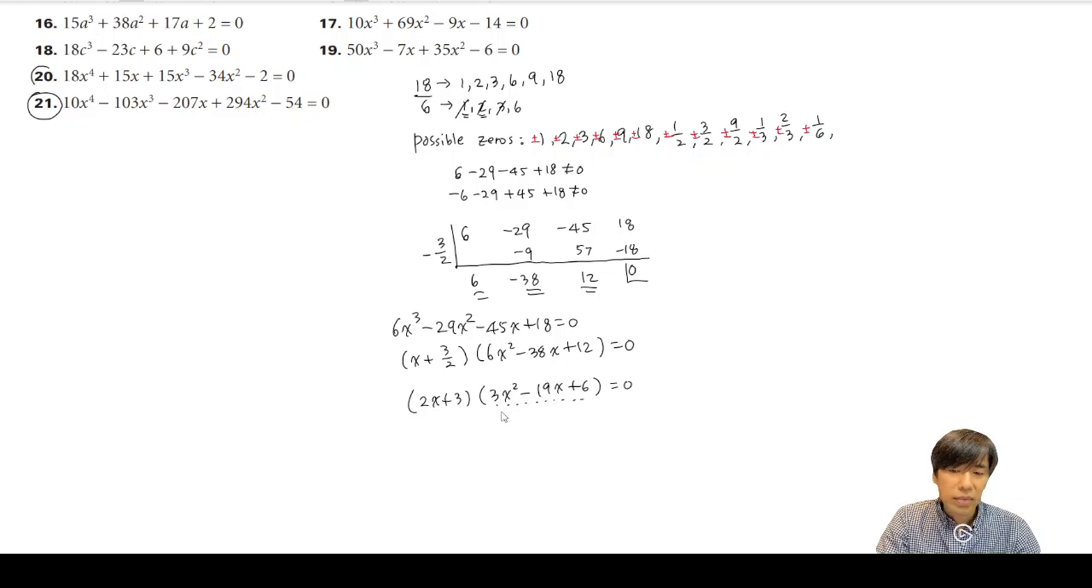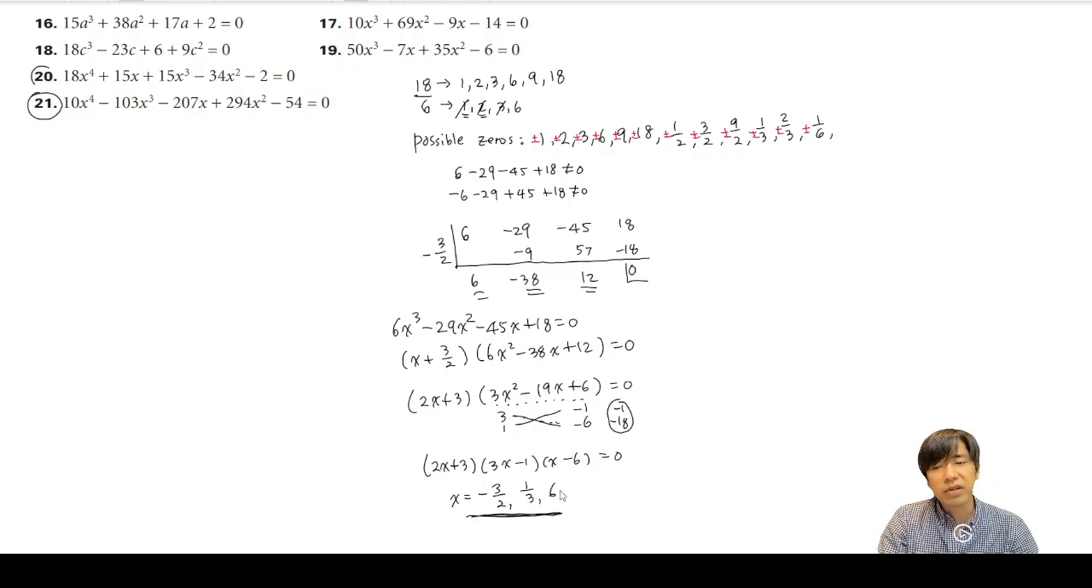Okay. So I got 3 and 1. Can have 1 and 6 here. Since the middle number is 19, I'm going to put minus and minus here. That's going to give me minus 18, and that's going to give me minus 1. So when you add them together, you get negative 19. So when you factor this, that's (2x plus 3)(3x minus 1)(x minus 6) is equal to 0. So the zeros are x is equal to -3/2, 1/3, and 6. Okay, these are the zeros of a function or x-intercepts.